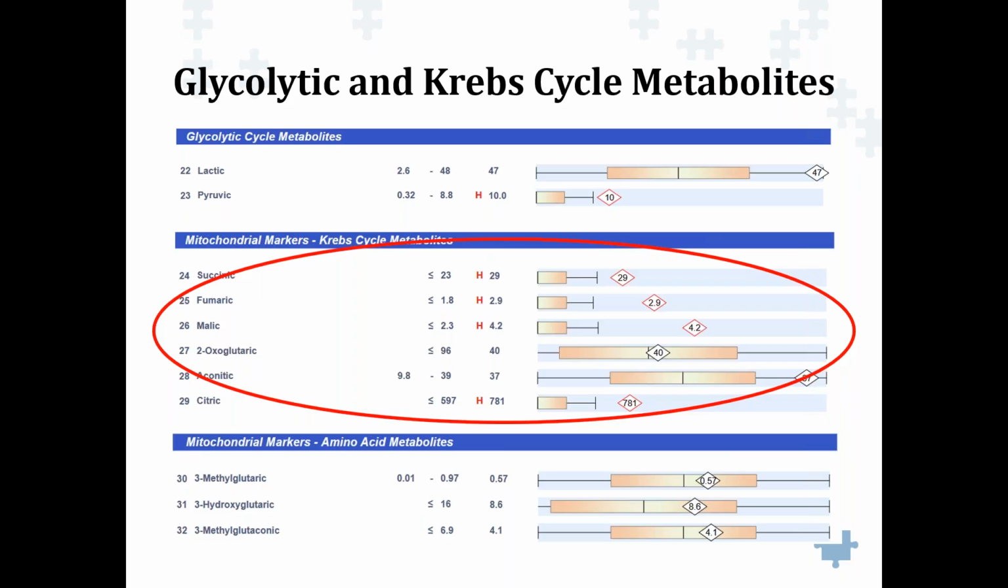This particular child had a lot going on in the glycolytic as well as the Krebs cycle pathways. So notice that pyruvic is high, lactic acid is high normal, and then we've got elevated succinic, fumaric, malic, as well as an elevation of citric.